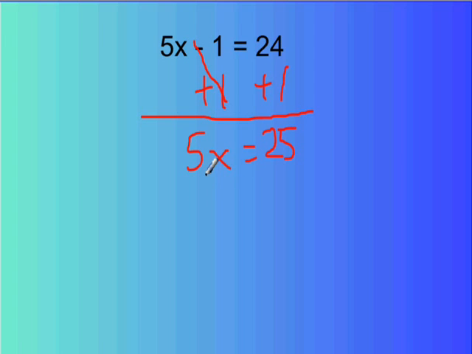The inverse of multiplication is division, so we divide by 5 to isolate the variable. Remember to do the same on the other side. X is now equal to 5.